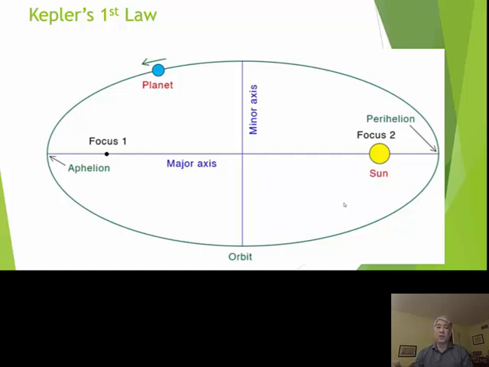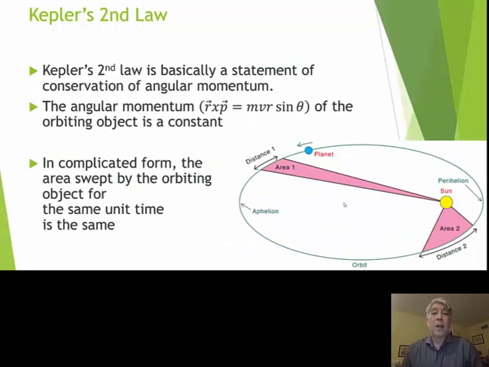A couple other definitions here are perihelion and aphelion, and the major and minor axis. But primarily, just understand that we do not put the sun at the center of the ellipse, but rather at one of the focal points. For a circle, the center is the focal point, and both focal points are at the same place, the center.